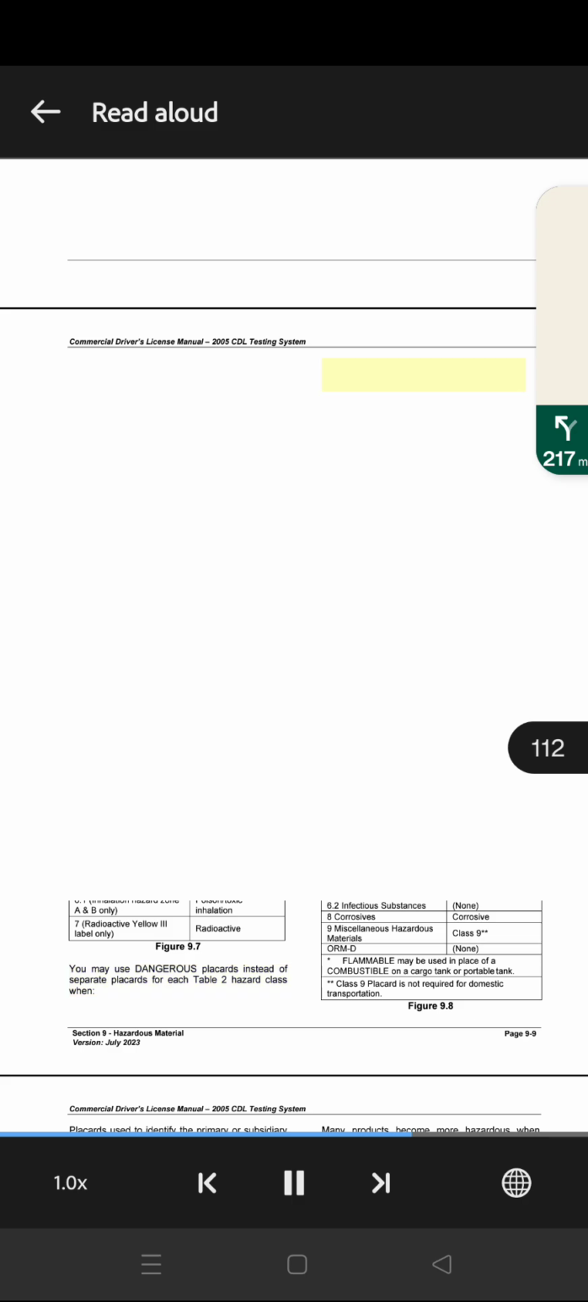You may use dangerous placards instead of separate placards for each Table 2 hazard class when you have 1,001 pounds or more of 2 or more Table 2 hazard classes, requiring different placards, and you have not loaded 2,205 pounds or more of any Table 2 hazard class material at any one place. You must use the specific placard for this material. The dangerous placard is an option, not a requirement.